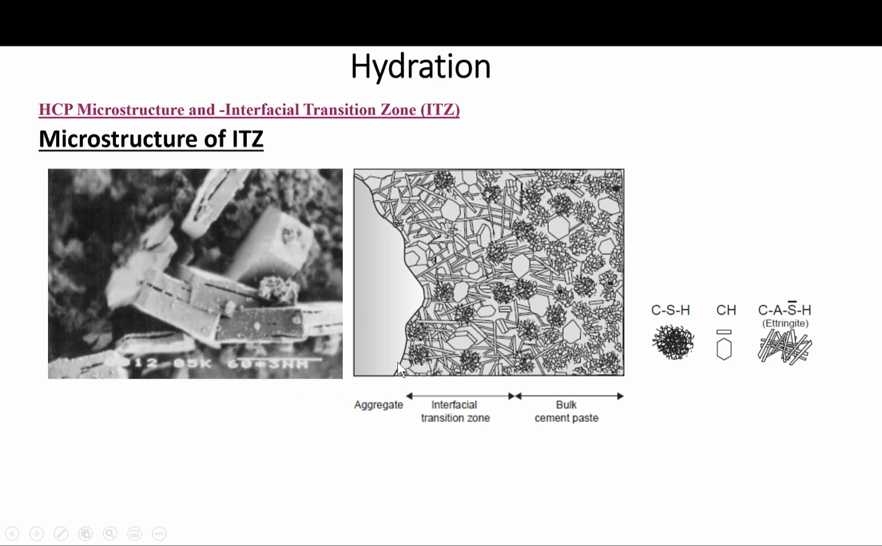And this here is basically a representation of what goes on, and you see the coarser nature of the hydration product formed in this zone. This is the aggregate, this is the interfacial zone, and this is the bulk paste. And you could see, of course, this is less dense, more porous than the remaining part of the paste.